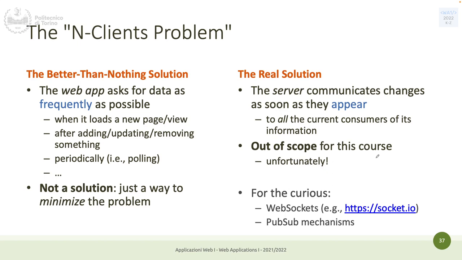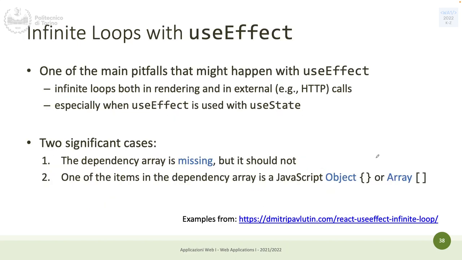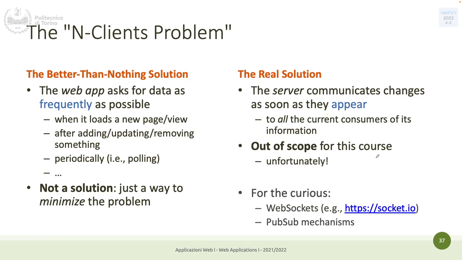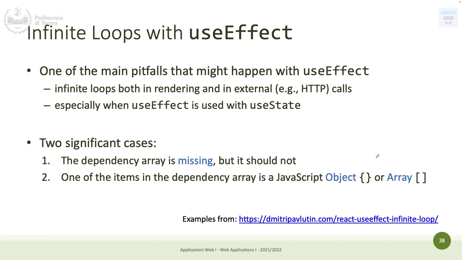Again, out of scope. We will be happy to get the information when we perform some operation, also solving the problem of wrong requests in this way. Is this clear? Enough. So the other thing that may happen with useEffect is infinite loops.